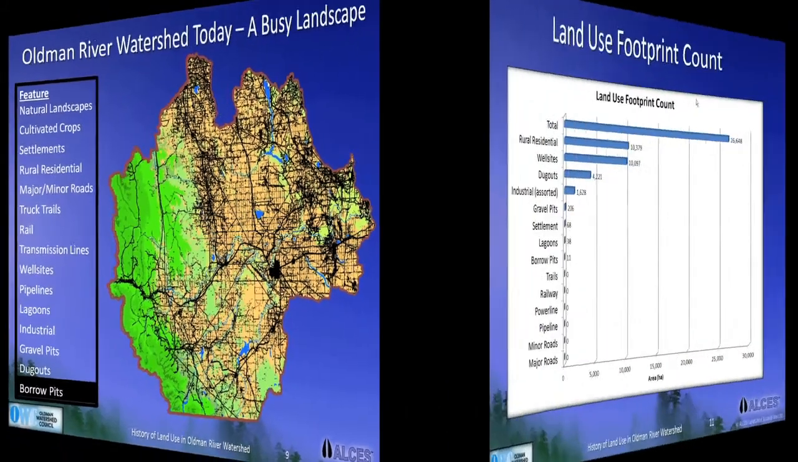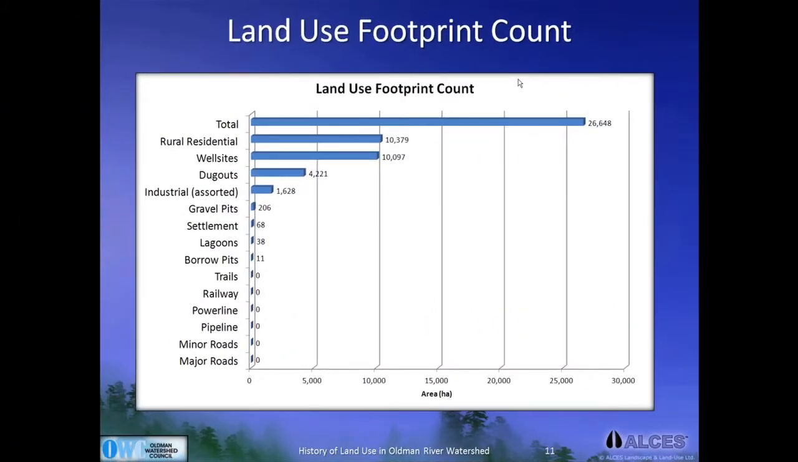Now, in terms of count, there's about 27,000 of these polygonal footprints, and this does not include any of the agricultural conversions. And of those, the most common ones are rural residential and well sites, about 10,000, about 4,000 dugouts, about 1,600 various small industrial features primarily associated with the hydrocarbon sector, then down into 206 for gravel pits, and smaller numbers for settlements, lagoons, borrow pits, etc.